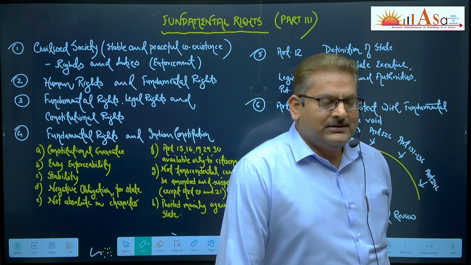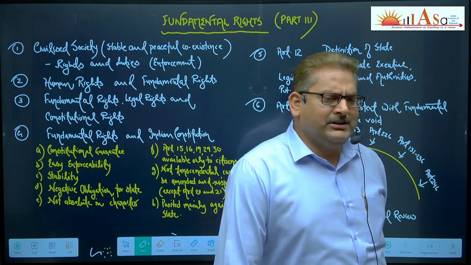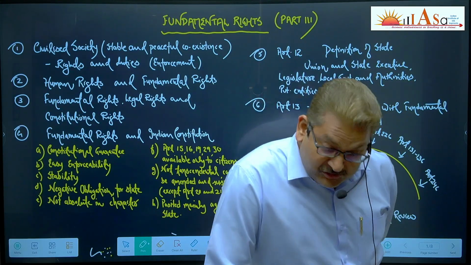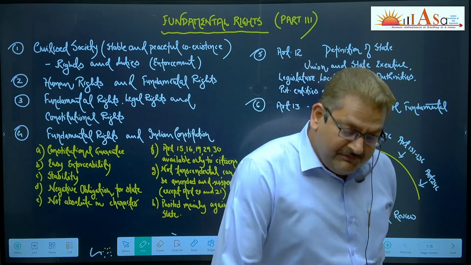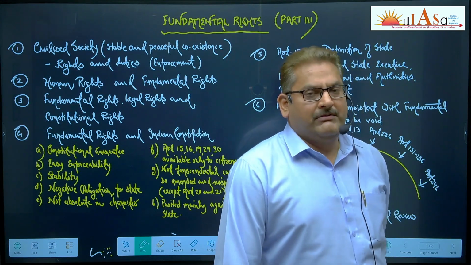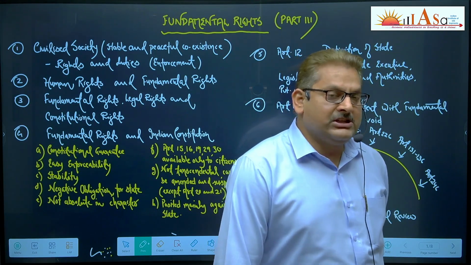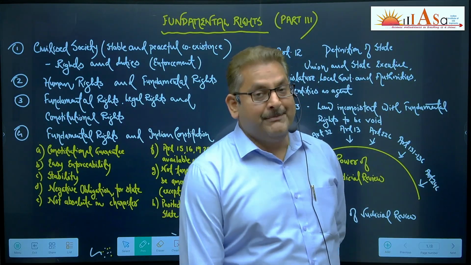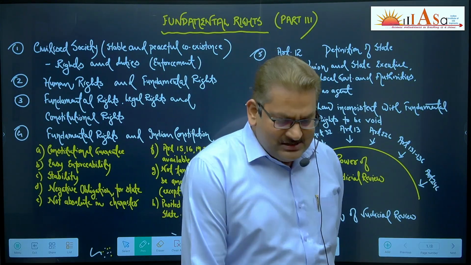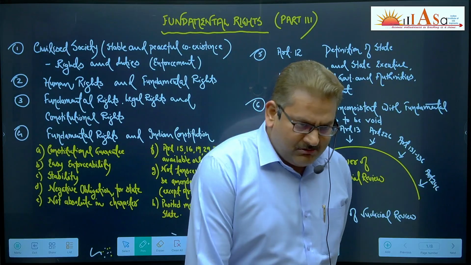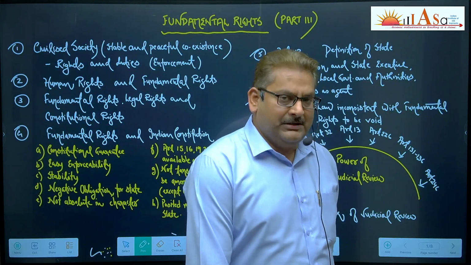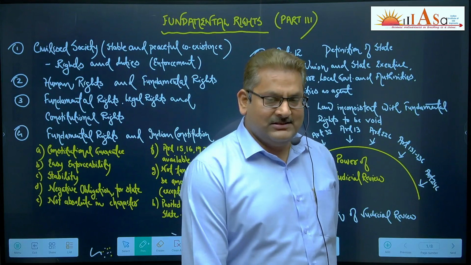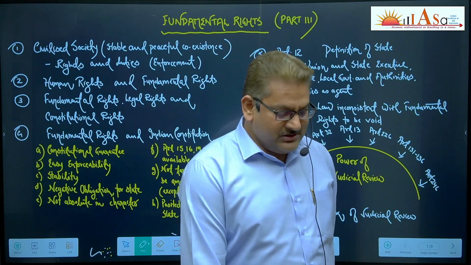Getting the point? Any bylaws, order, rules, regulations, or any administrative action, not only law, even administrative action, comes within the bounds of the power of judicial review. If any such law, administrative action, order, command, or bylaws are found to be inconsistent with or violative of fundamental rights, to that extent it can be declared void. Is that clear? This is the power of judicial review.